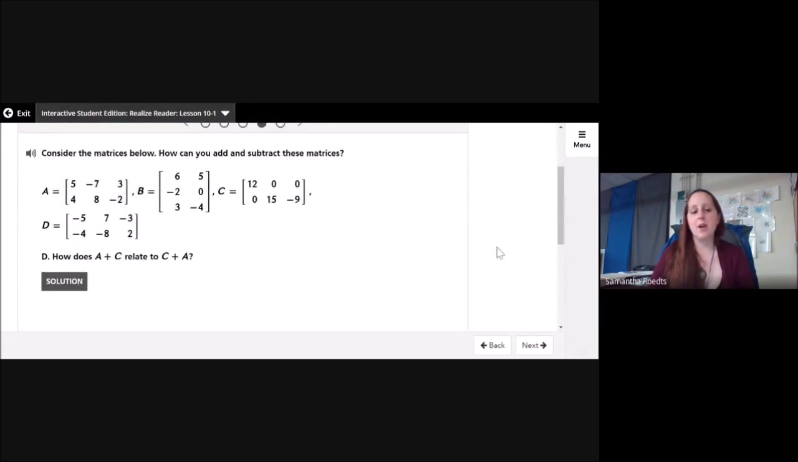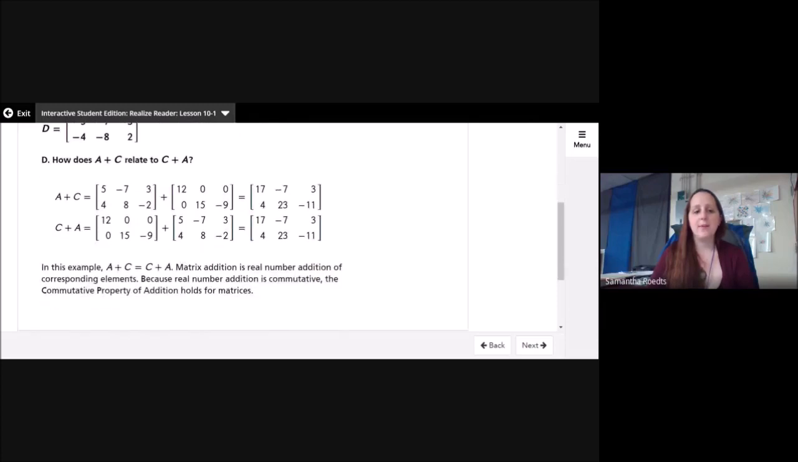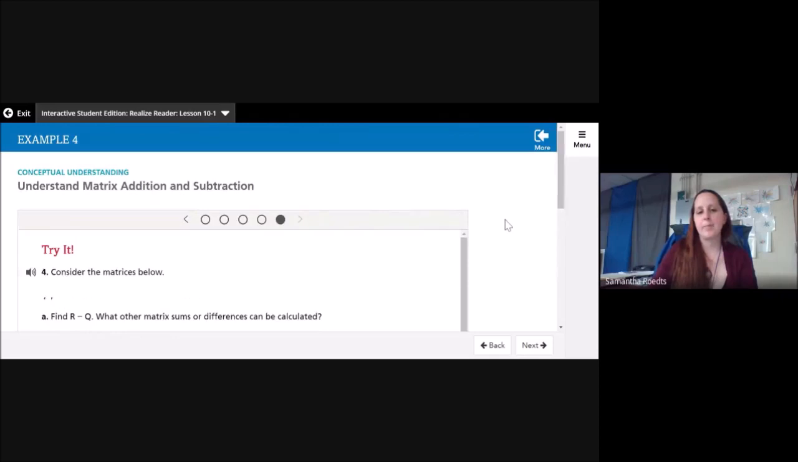Consider the matrices below. How does A plus C relate to C plus A? Well, A plus C and C plus A are the exact same matrix. In this example, A plus C equals C plus A. Matrix addition is real number addition of corresponding elements. Because real number addition is commutative, the commutative property of addition holds for matrices.